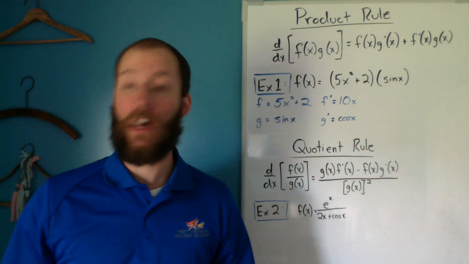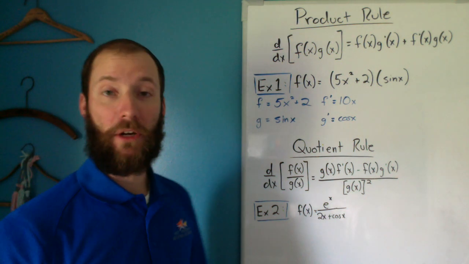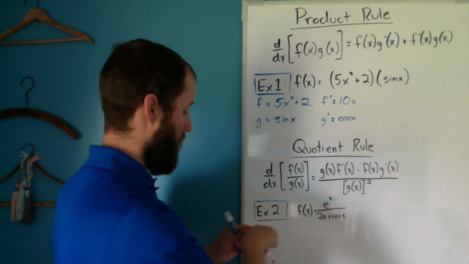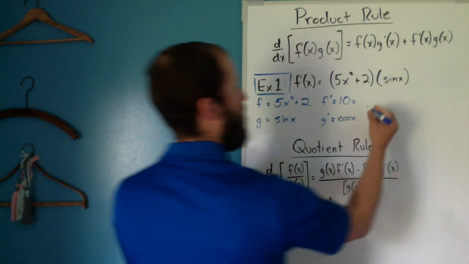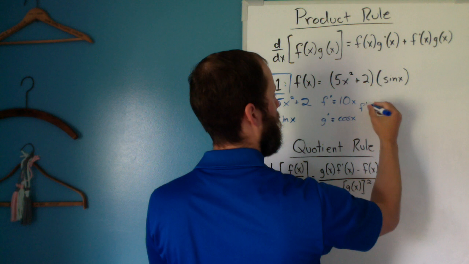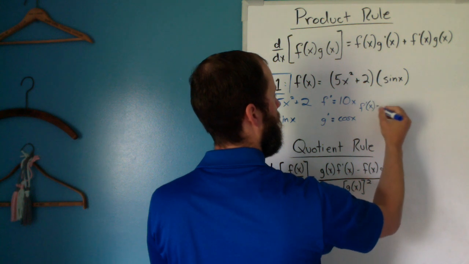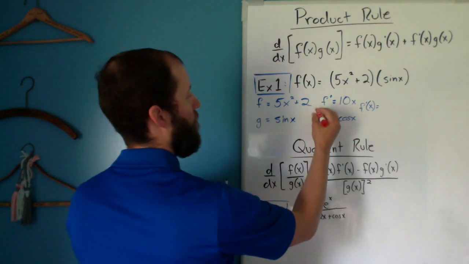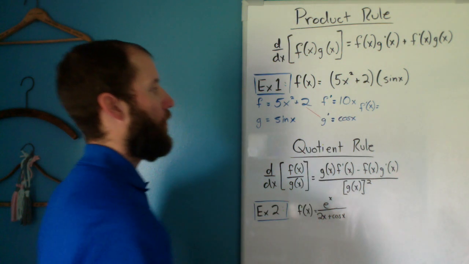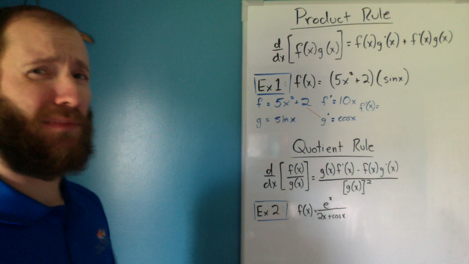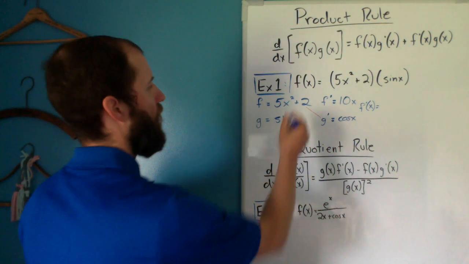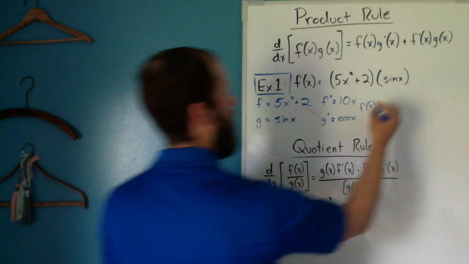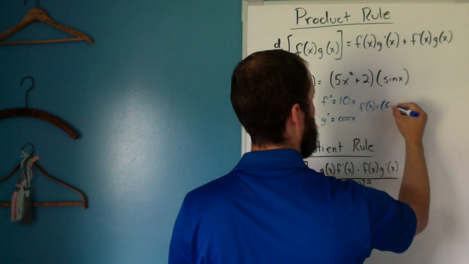So now we have all our puzzle pieces. What we're going to do is put our puzzle pieces together. So f of x becomes f prime of x. Now to put the puzzle pieces together, we're just going to cross multiply, almost. The 5x squared plus 2 and the cosine of x.